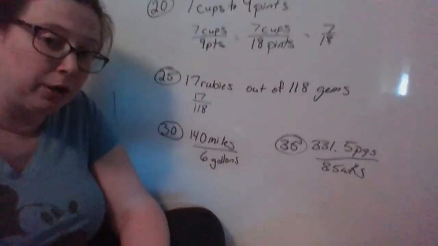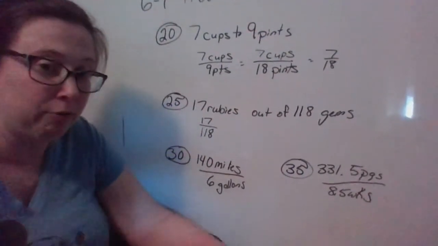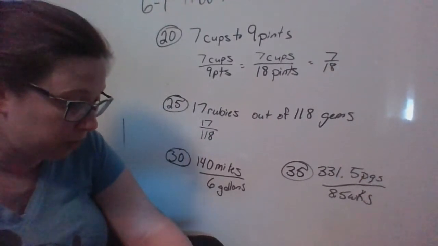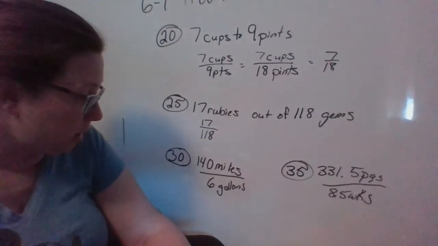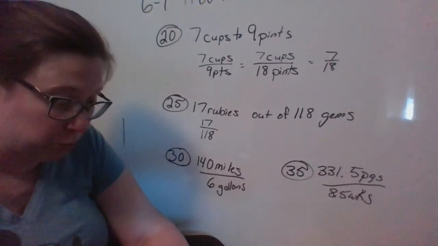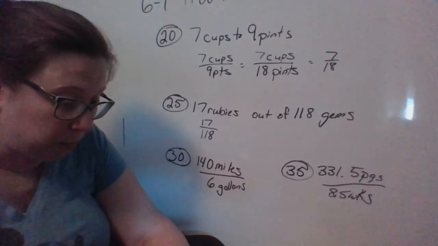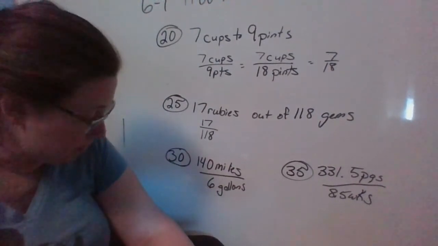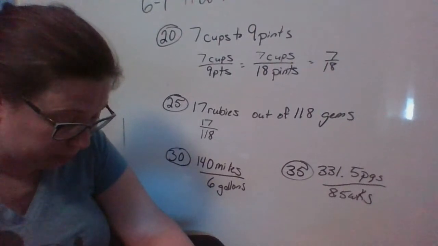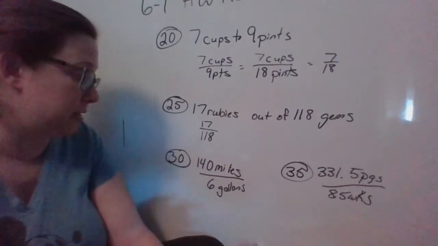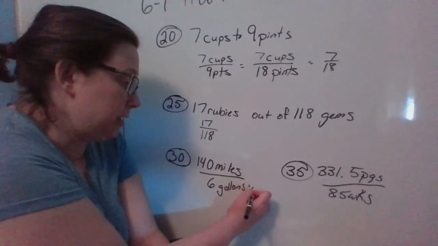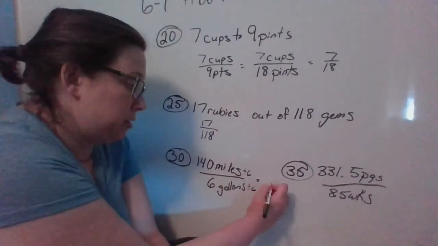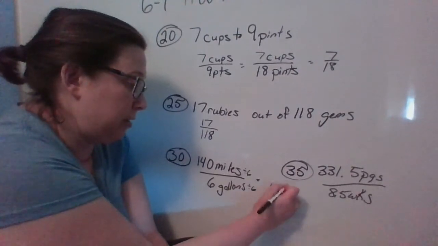For numbers 30 and 35, we are asked to get a unit rate. So what we are going to do is reduce our bottom number to be 1. To do that, we need to divide by whatever our bottom number is. So in the first one, we are going to divide by 6, here as well as here. Down here, this is going to become 1 gallon.